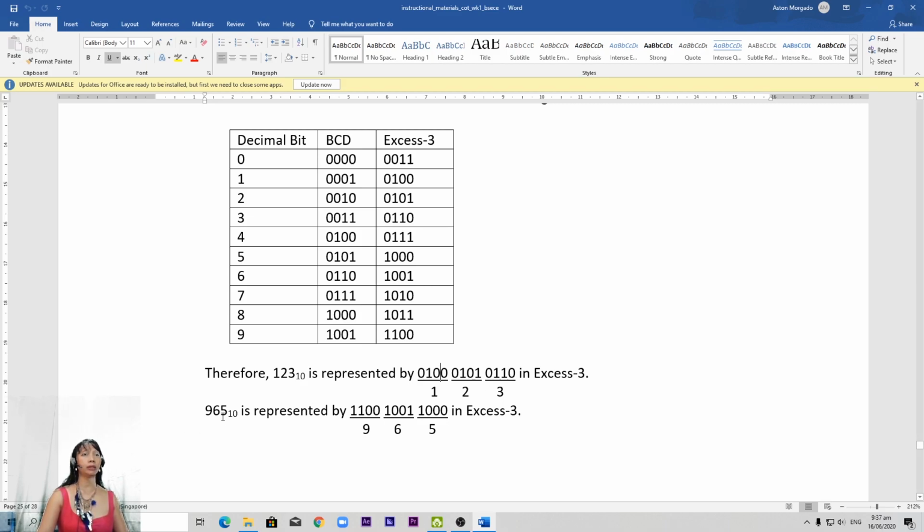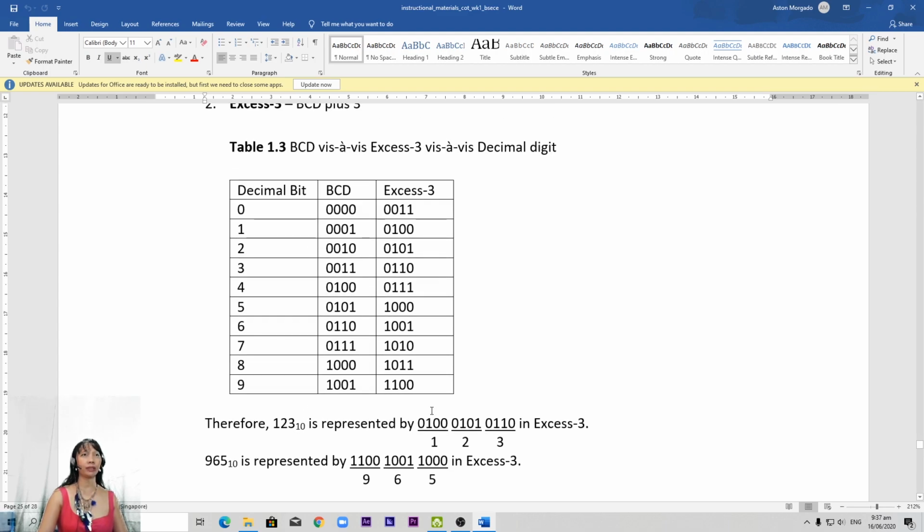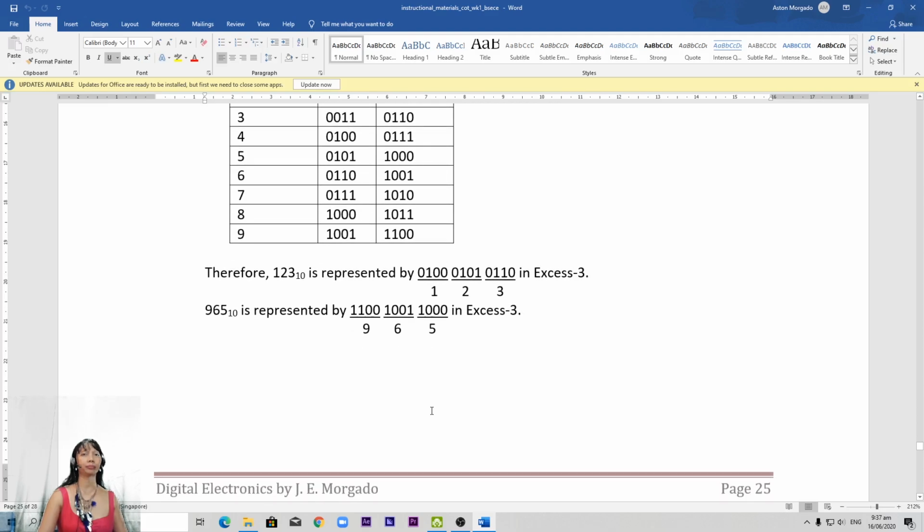Okay. How about 965? So 965 is represented by 1100 for 9, 6 is 1001, and 5 is 1000 in excess-3. Okay. So I hope everything's clear.